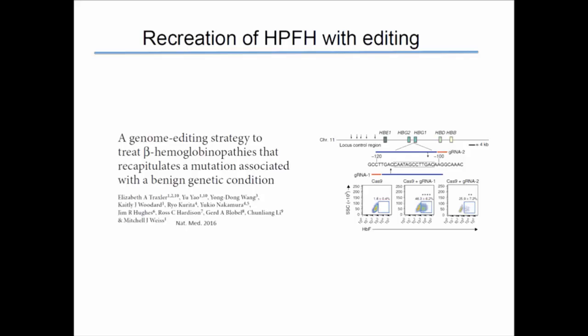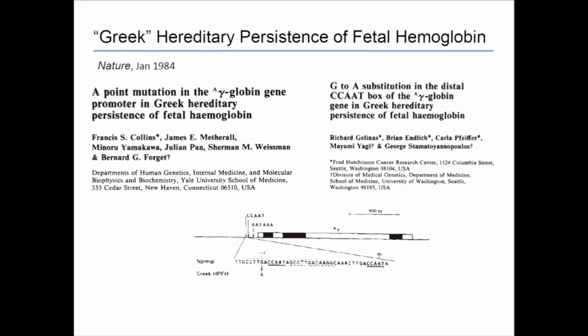Mitch has described an alternative approach, which is to recreate hereditary persistence, in this case by mutating the gamma promoter itself. Now, these approaches may seem entirely disconnected, except for one interesting development in the field. This is a paper from more than 30 years ago by Francis Collins and Bernie Forget, and here George Stamatoyannopoulos, two papers that appeared in Nature, which described the Greek form of hereditary persistence of fetal hemoglobin. This is a form in which there's a single nucleotide base change at minus 115, I believe it's minus 115 or 117, I never remember. It's a G to an A change in these patients. So this is not a deletion, this is a single base change.